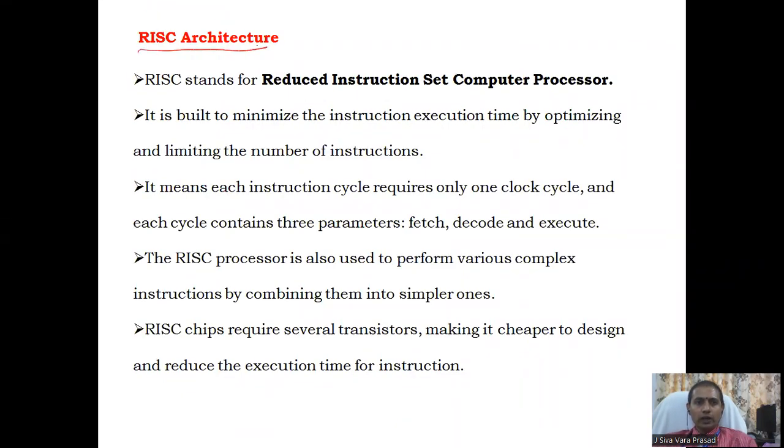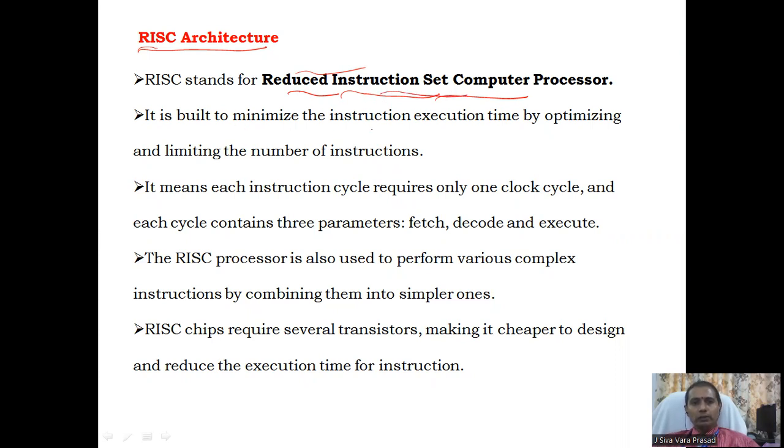So first, RISC architecture. The name itself says it is a Reduced Instruction Set Computer. It's a processor where we have a reduced instruction set, meaning the instruction set is reduced here. It means the number of instructions present in each operation is less. That's why the name comes as Reduced Instruction Set Computer.